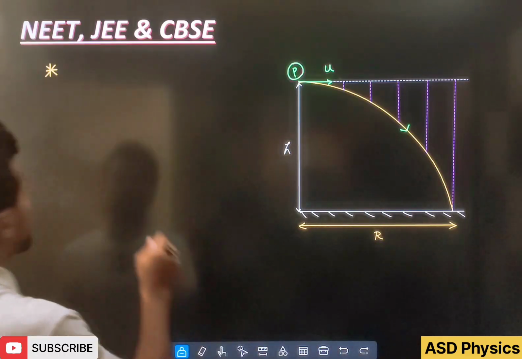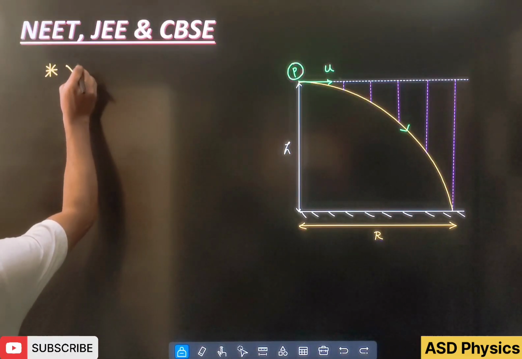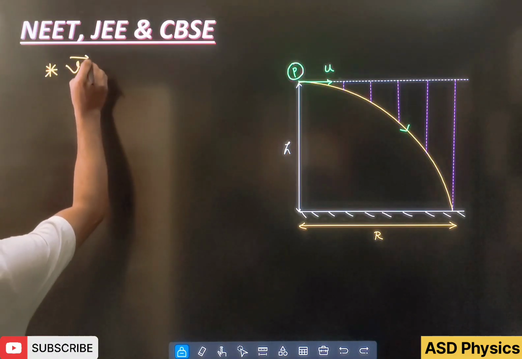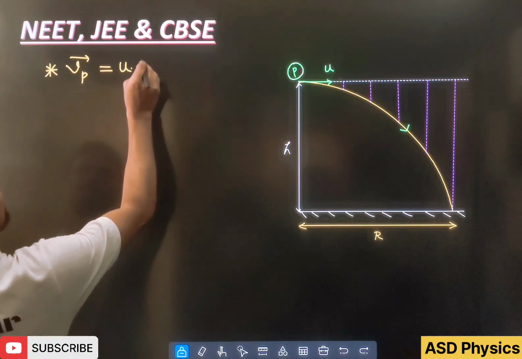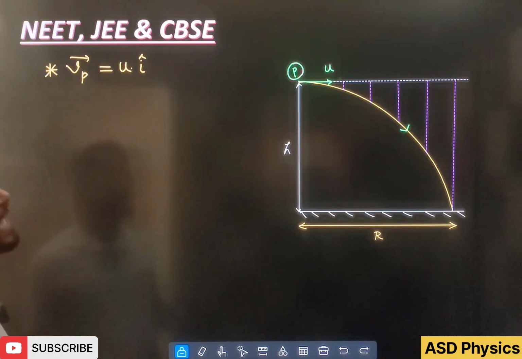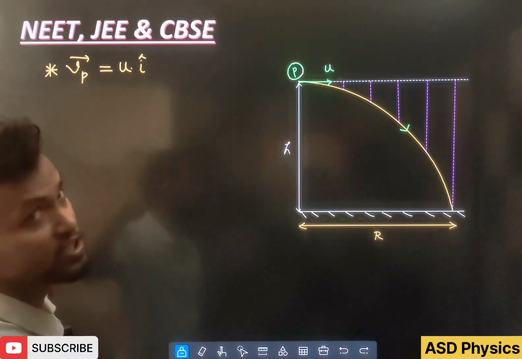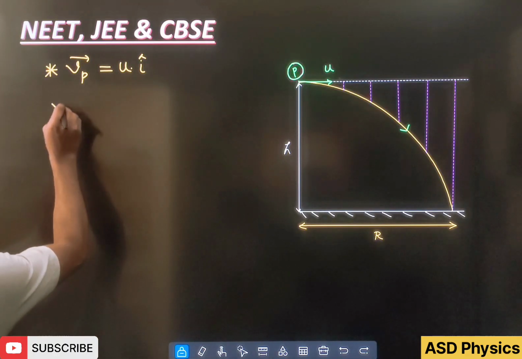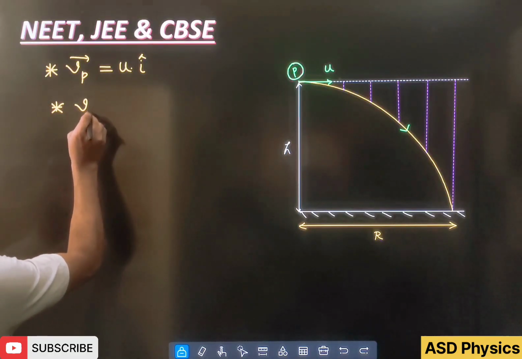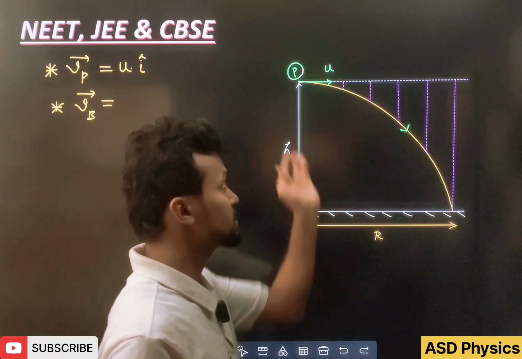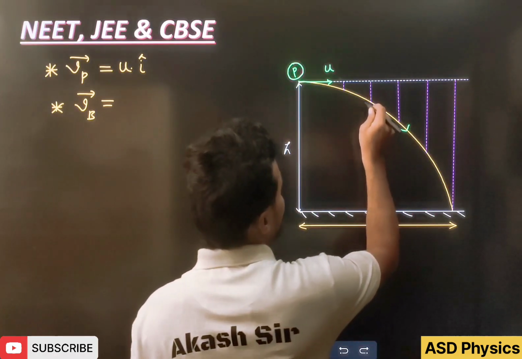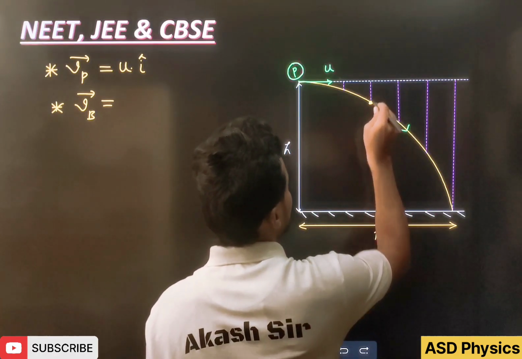Okay, so remember that here, if I talk about the velocity of the plane in this direction, you know very well this is u, horizontally, that means i cap. So u i cap, constant velocity. After that, if I write here the velocity of the bomb, okay, one bomb is there. So you know very well the bomb is following which trajectory? This trajectory. So at any instant, let's take at this instant.